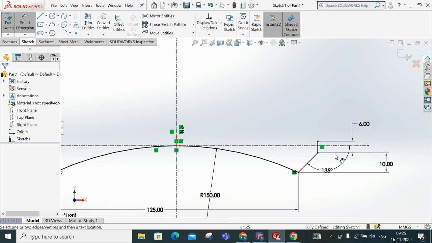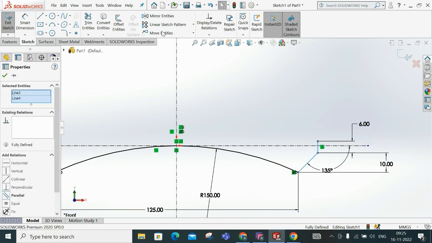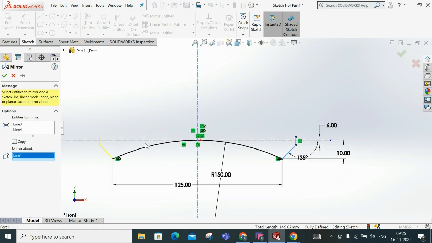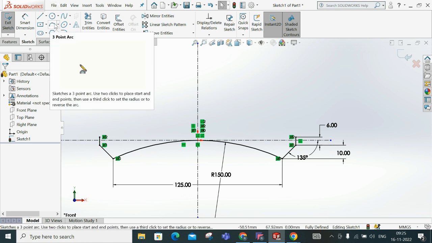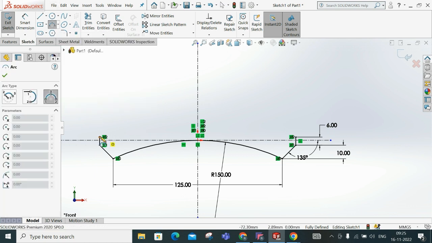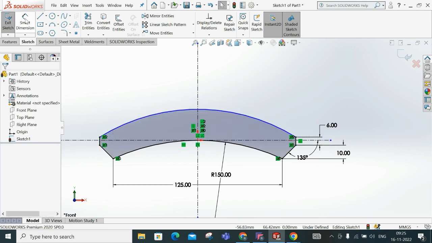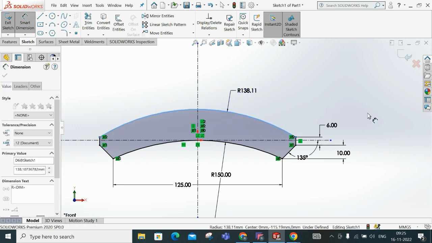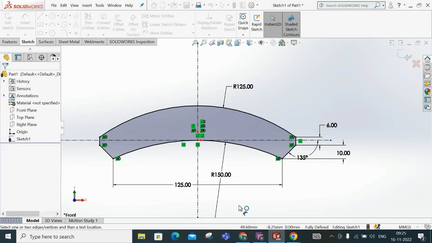Before that, let me mirror this thing to the other side. One, two, mirror entities, mirror about this plane. Then use 3-point arc. One, two, three, and radius is 20. Okay.